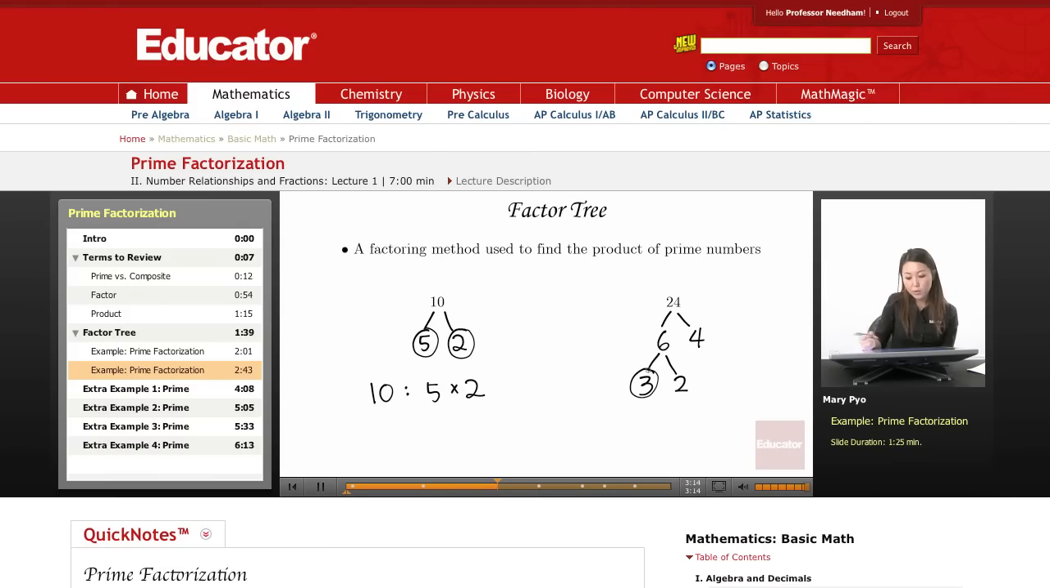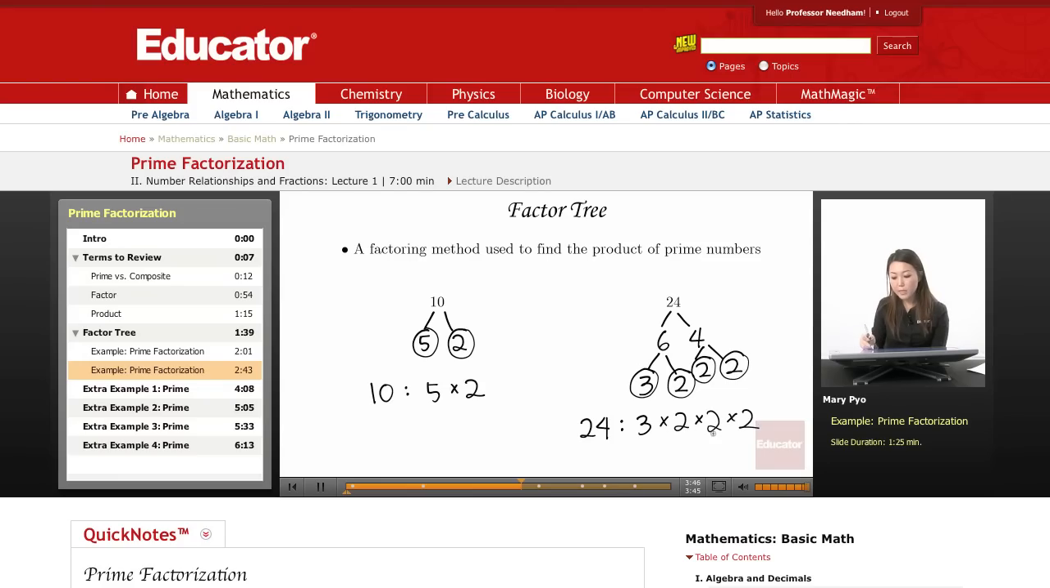This is a prime number. I'm going to circle it. This is a prime number. Okay, and then 4, I'm going to break up into 2 and 2. So a prime number, circle this and that. Now all I have left are prime numbers. So the prime factorization of 24 would be 3 times 2 times 2 times 2.